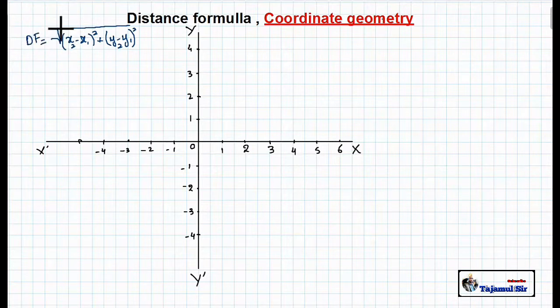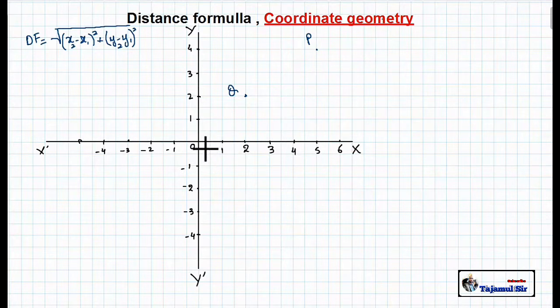DF is distance formula: under root of (x2 minus x1) square plus (y2 minus y1) square. Suppose I draw a point here, this is point P. I will name this point P and I will dot another point here. This is point Q.